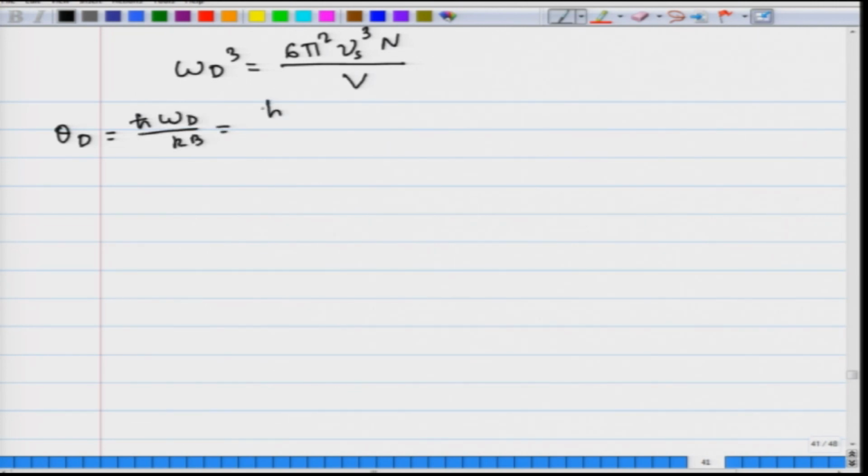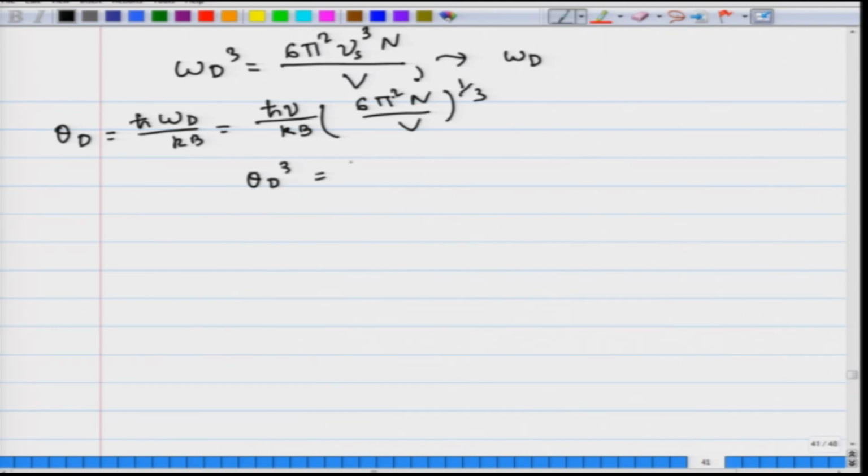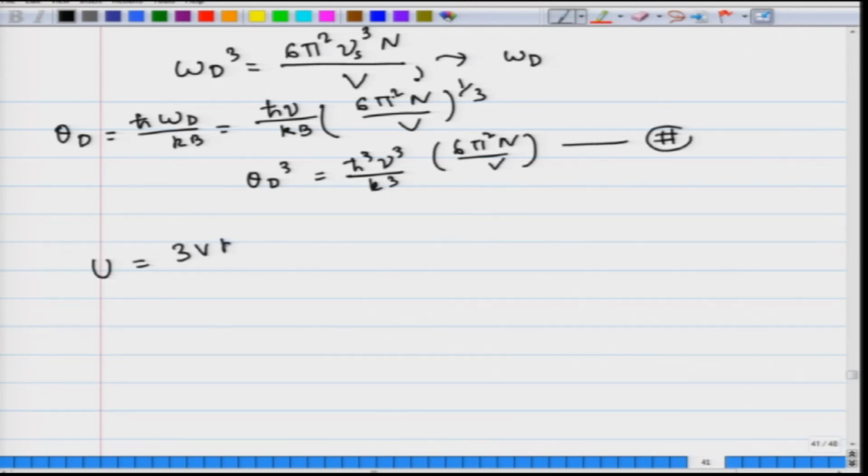So this will be h cut mu by kb times (6 pi square n by v) to the power 1/3, from here we get the omega d value. Putting in omega d, theta d cube will be h cut cube mu cube by k cube times 6 pi square n by v. Suppose we take this as equation one, and u we already got.